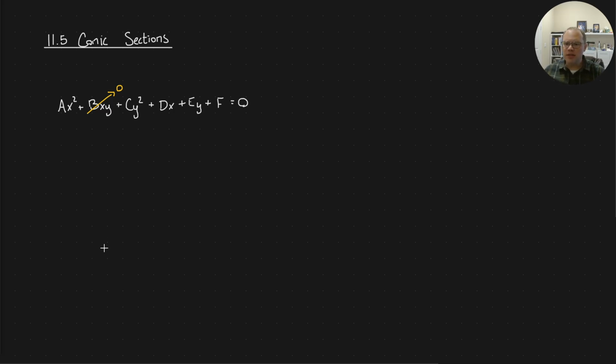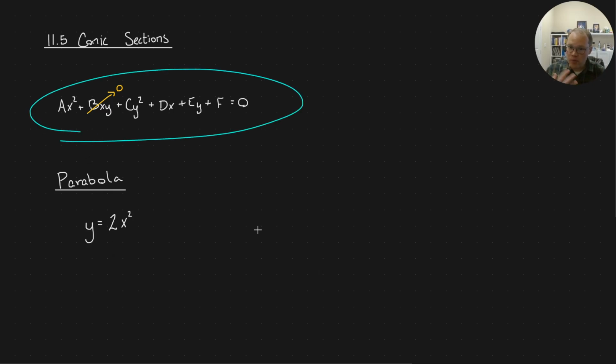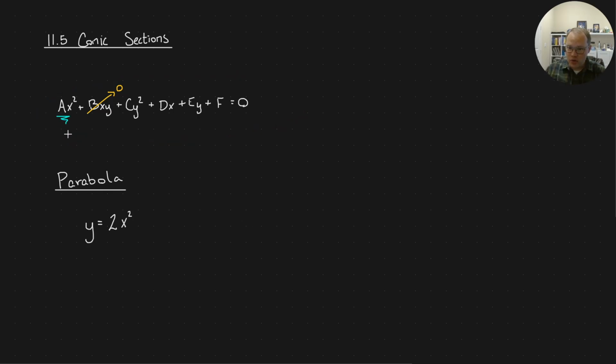The first kind of conic section we're going to dive into is a parabola. You're probably familiar with this kind of conic section. So let's look at an example of a basic parabola. So one example of a parabola is y equals some constant, let's say 2, times x squared. Okay, so in this case, it does follow this form, right? We have an x squared term, so a is equal to 2 in this case.